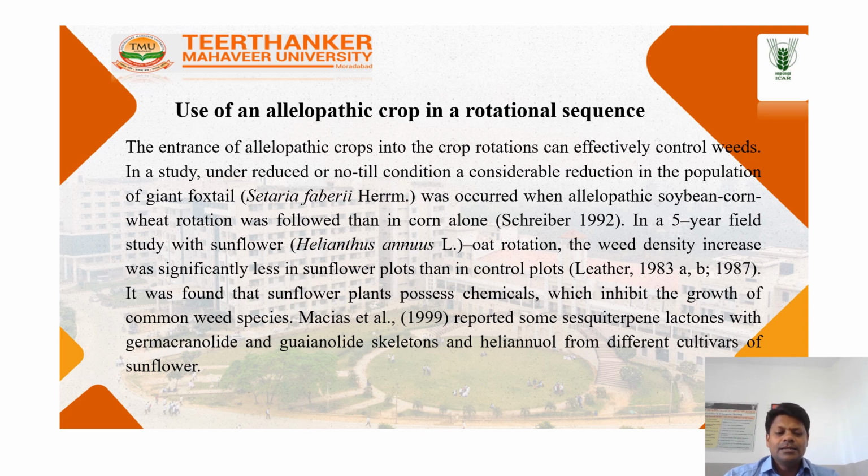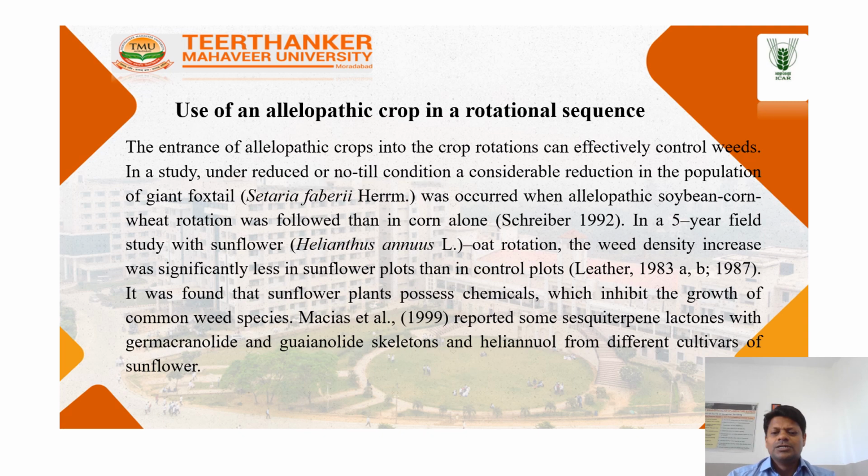Use of an allelopathic crop in a rotational sequence. So here you see, the entrance of an allelopathic crop into the crop rotation can effectively control weeds. In history, under the residue of no-till conditions, a considerable reduction in the population of foxtail occurred when the allelopathic soybean, corn, wheat rotation was followed.